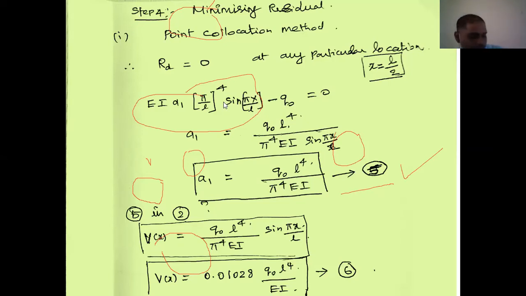We have to assume that the residual function is minimized at any particular location. So that is what it means. Point collocation means we are supposed to assume the error is equal to 0, or we are going to minimize the error at any particular location. So now we are going to assume that location is x is equal to L by 2. Why? Because we will be getting the maximum deflection at the center of the simply supported beam. So that's why we can say that.